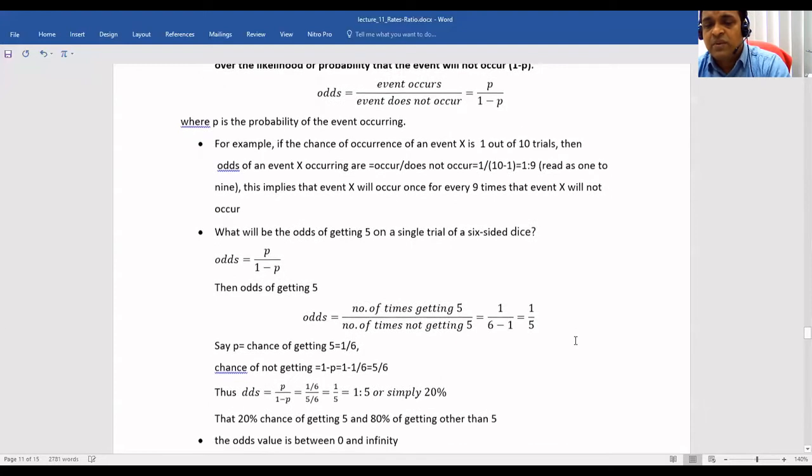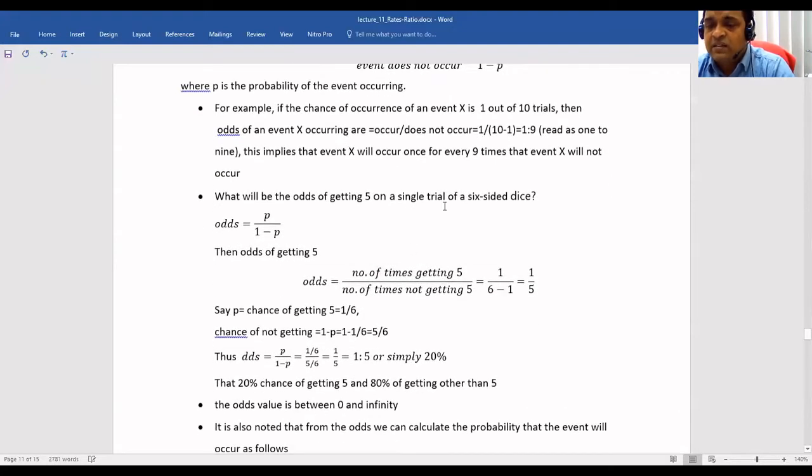Let us do another example. We know the 6-sided dice. There are 6 sides: 1, 2, 3, 4, 5, 6. So what are the odds of getting 5? From the odds, we take the probability that it will happen against the probability that it will not happen. If we roll a single dice, there is 1 chance we might get 5, and 6 minus 1, that is 5 chances we will not get 5. So the odds of getting 5 are 1 over 5.